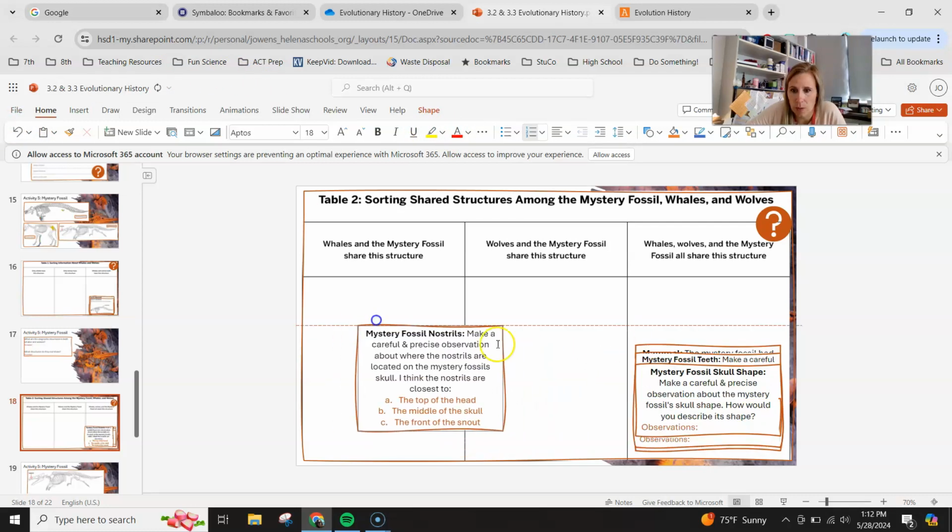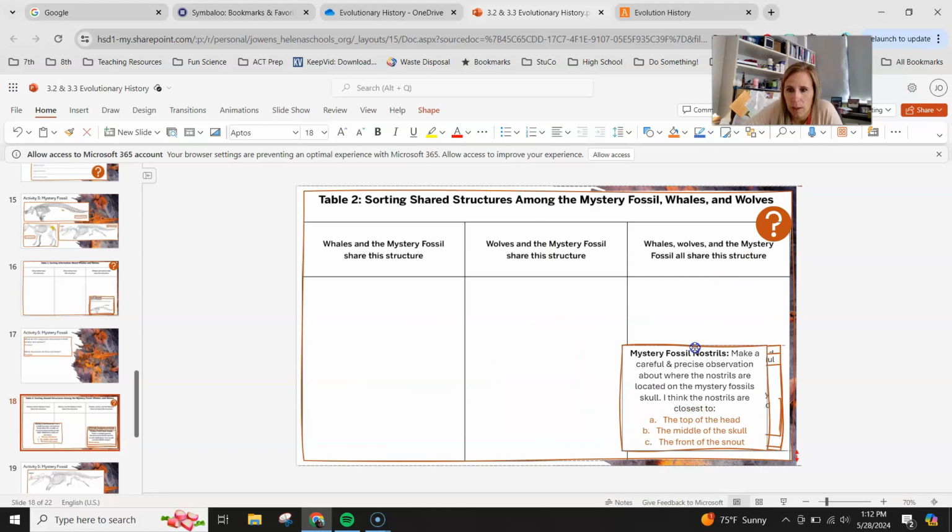Some tell you guys to write observations. For instance, this one here, mystery skull, fossil skull shape. Make a careful and precise observation about the mystery fossil skull shape. How would you describe its shape? So you guys are going to click and type in that box, and then you would sort it based on the columns that you see. Again, whales and the mystery fossil share this, wolves and the mystery fossil share this, or all three of them share it. Okay? So that's what this next activity looks like.